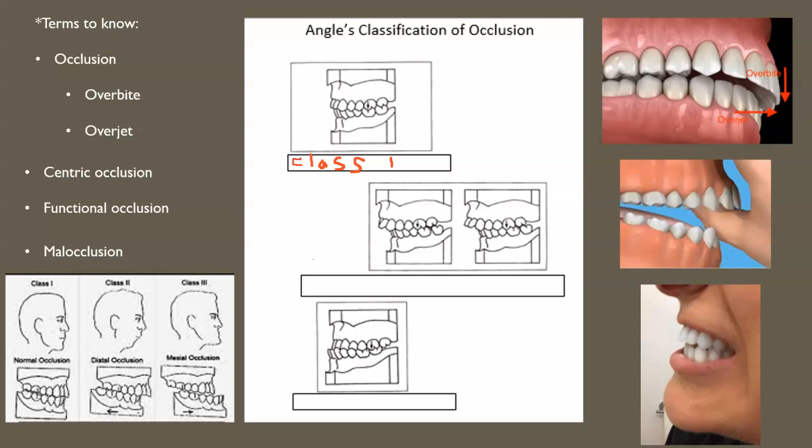So this is a class 1, also known as, and you can look in the book, neutro occlusion. Neutro meaning it's neutral, so where it occludes is what we want to see. This one here is showing you class 2, and I'm not going to write class, I'm just going to put 2, but make sure you identify it as class 2.